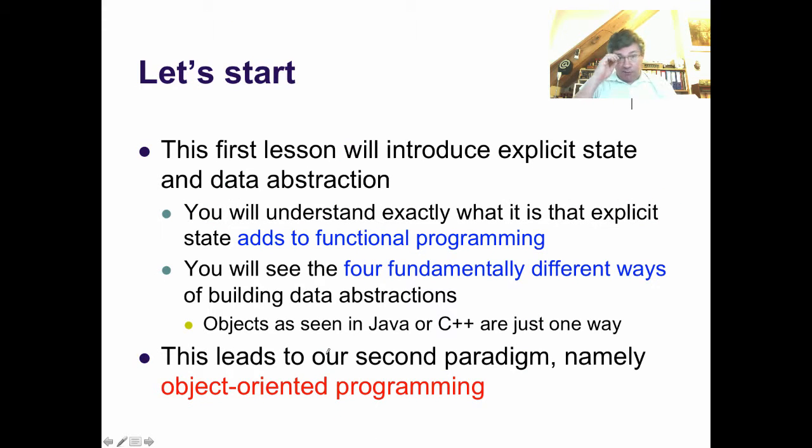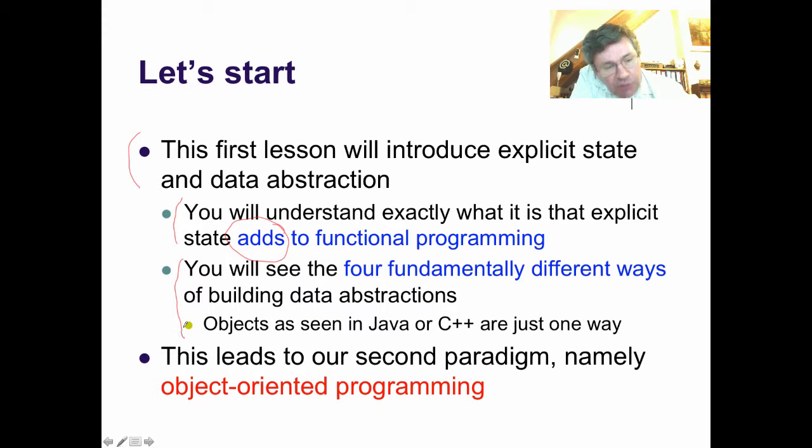Now, let's start. In this first lesson, we'll talk about explicit state and data abstraction. After this lesson, you will understand what it is that explicit state adds to functional programming. Functional programming is a general paradigm. You can program anything with it. It's what we call Turing complete. But something is added with explicit state. You will see exactly what it is in this lesson.